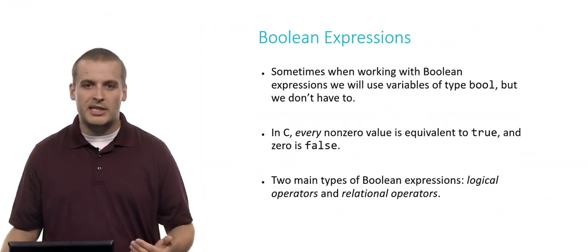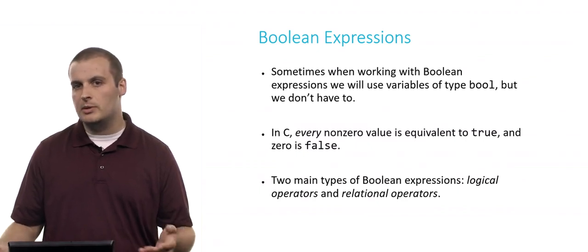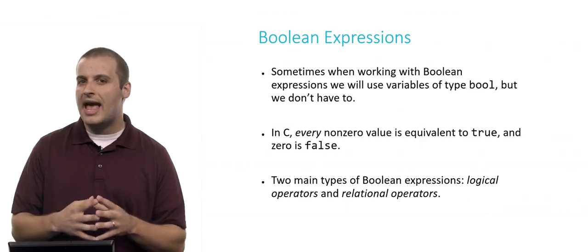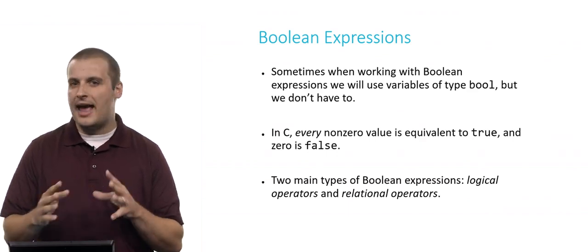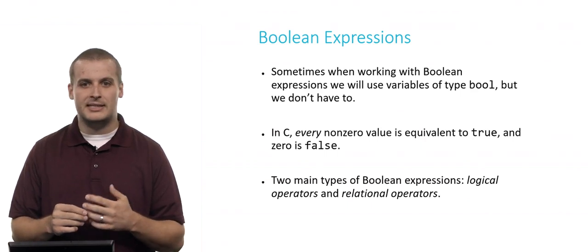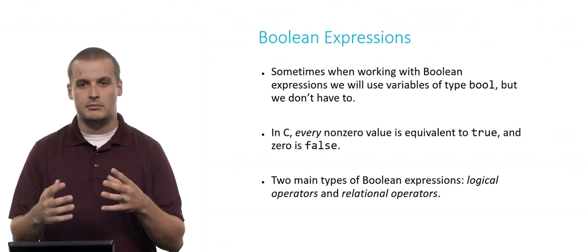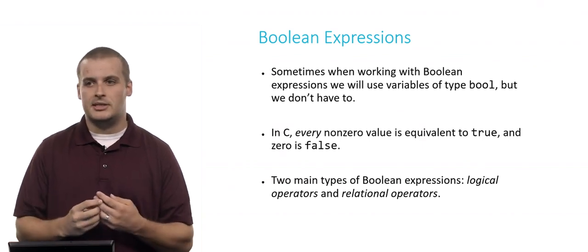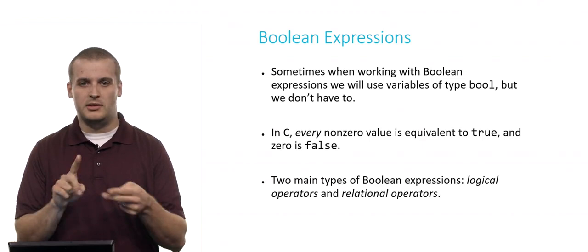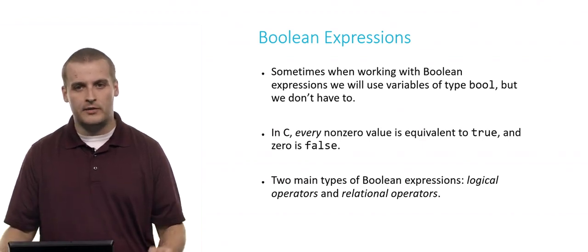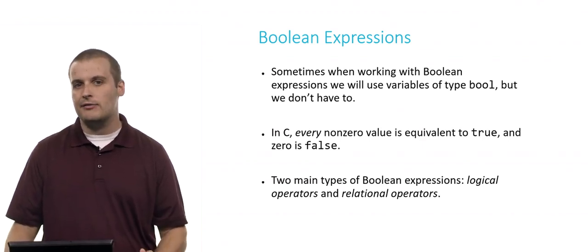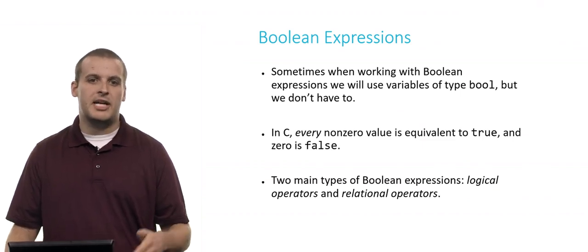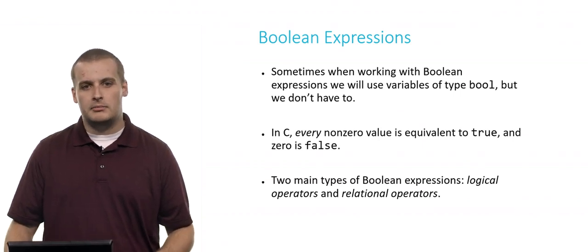Sometimes when we're working with Boolean expressions, we will use variables of type bool. You might have declared a bool type variable, and you'll use it in your Boolean expression. But you don't always have to. As it turns out, in C, every non-zero value is the same as saying true. If you had declared a variable of type Boolean and assigned it the value true, that's the same as declaring an integer and assigning it the value 1, 2, 3, or really any value whatsoever other than 0. Because in C, every non-zero value is true. 0, on the other hand, is false.